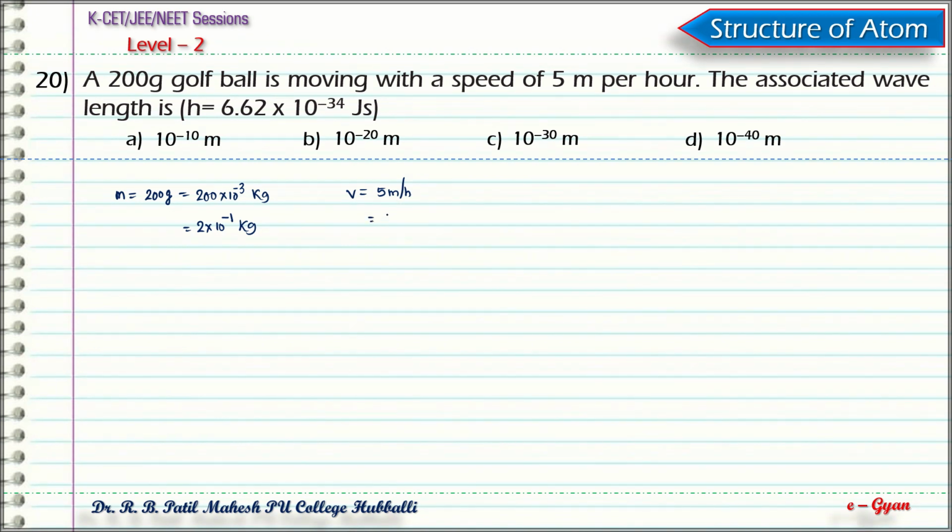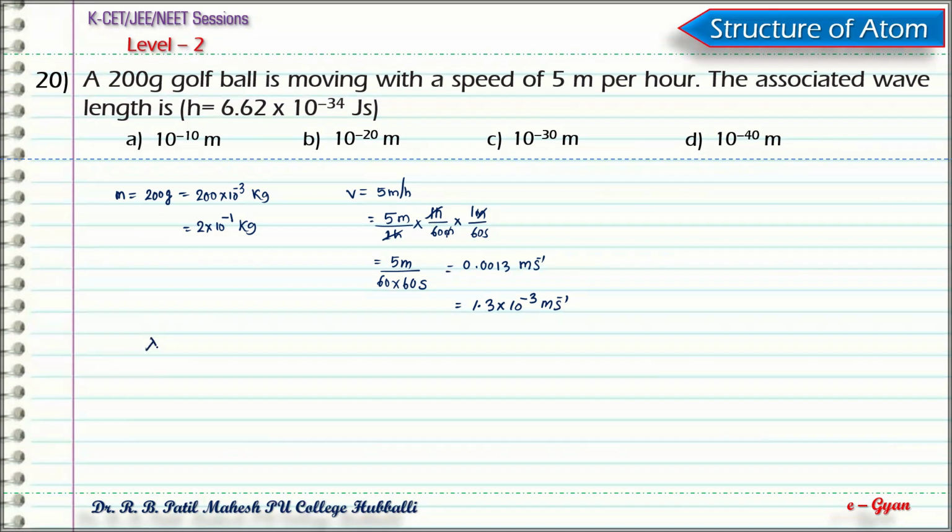So we can write this as 5 meters per 1 hour into 1 hour contains 60 minutes into 1 minute contains 60 seconds. So hour gets cancelled, minutes unit gets cancelled. What we get is 5 meters divided by 60 into 60 seconds, which is around 0.0013 meter per second, which is equal to 1.3 into 10 to the power minus 3 meter per second.